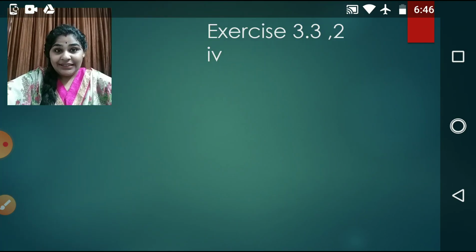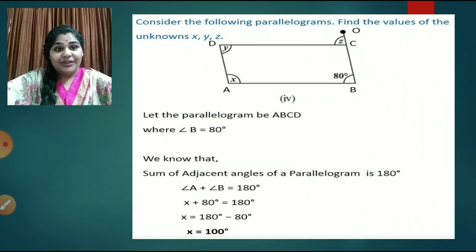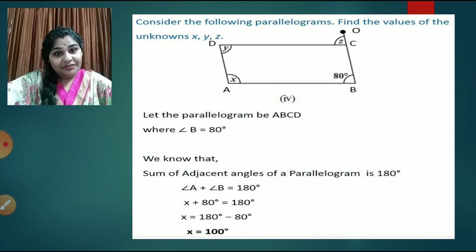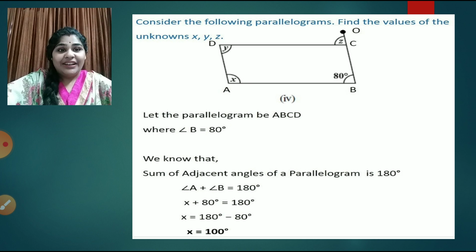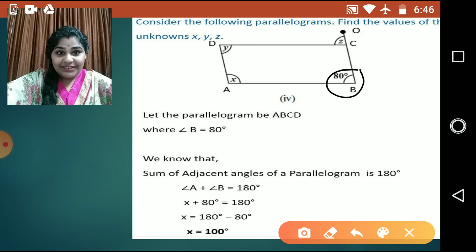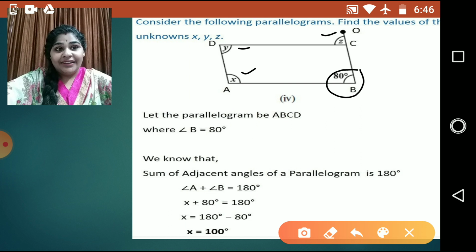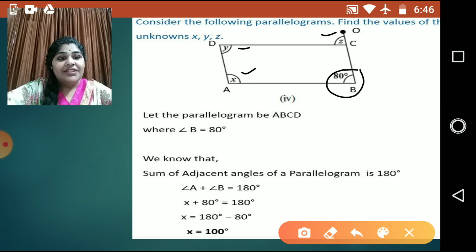Exercise 3.3, question number 2, that is the fourth bit we are going to solve today. Figures of some parallelograms with some missing angles will be given to you. Angles are named as X, Y and Z, and we have to find them out. The parallelogram is given, ABCD. Angle B is given as 80 degrees. A is X, Y, and here the exterior angle at the point C is given as Z, which we have to find out, right children? So let us begin.